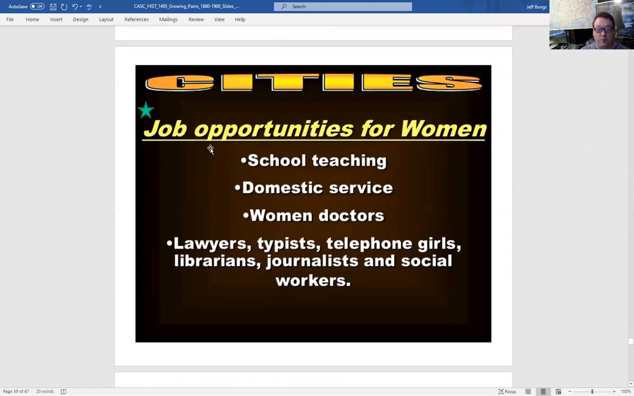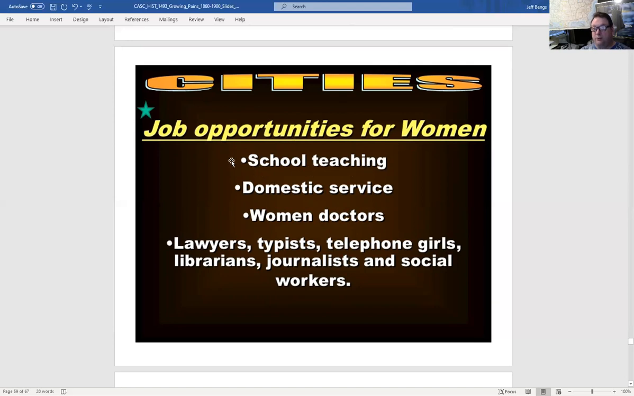Job opportunities were available for women in the cities. This is a changing trend. Women usually were in the sphere of the home. That was their place of work. But with more jobs in the cities, it gave more opportunity for women.